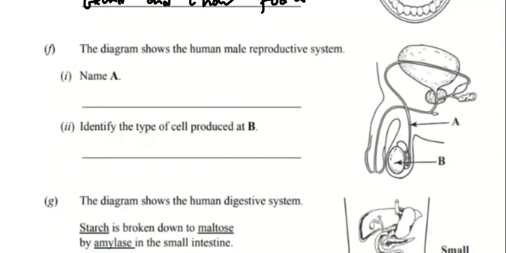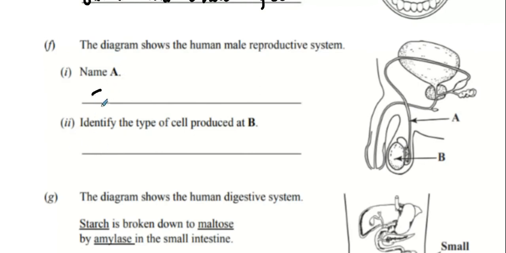The diagram shows the human male reproductive system. Okay, name A. A is a sperm duct. Identify the type of cell produced at B. Sperm cells.